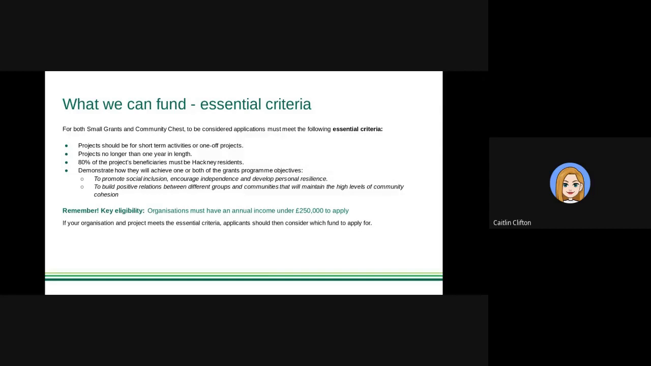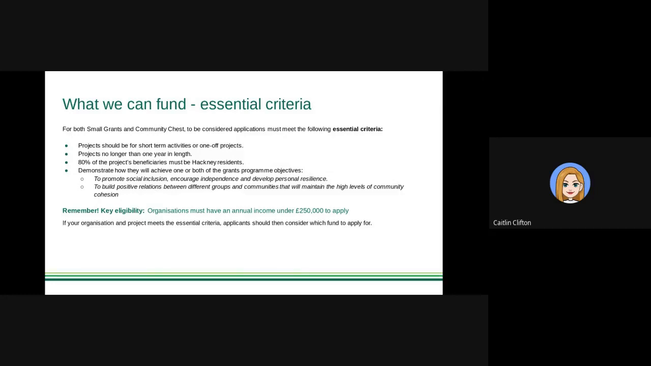Now, for both small grants and community chest, we have the same essential criteria. And this is that projects should be for short-term activities or one-off projects. Projects can be no longer than 1 year in length from the start date, and that 80% of the beneficiaries that are intended for this grant must be Hackney residents. And what you do have to do in your application, which we'll speak to later, is you have to demonstrate how this project will achieve one or both of those grant program objectives that we spoke about before.